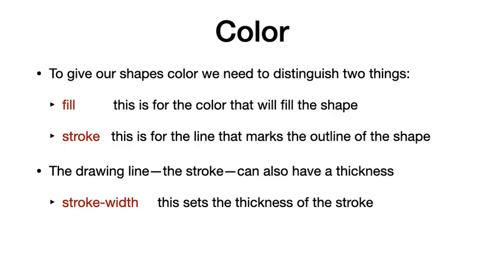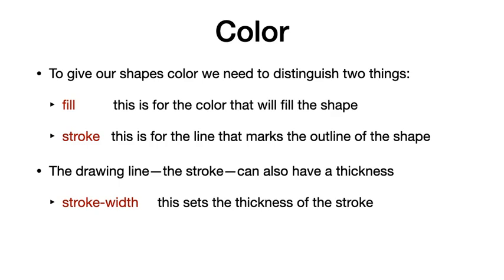Drawing shapes is fine, but we also want them to look nice. We'll need to add some color. An important thing about color is that we need to distinguish two things. One is the color that we want to use to fill the shape, and the other is the color that we'll want to use to mark the line that defines the shape. This is called the stroke. The first color is called the fill, and the second color is called the stroke.